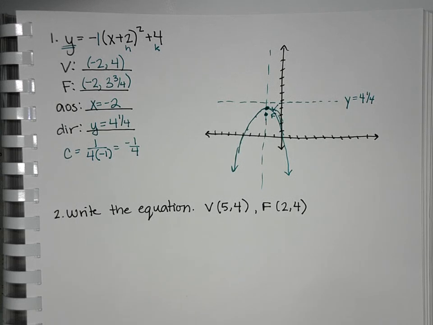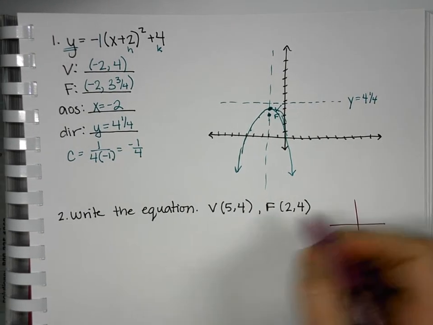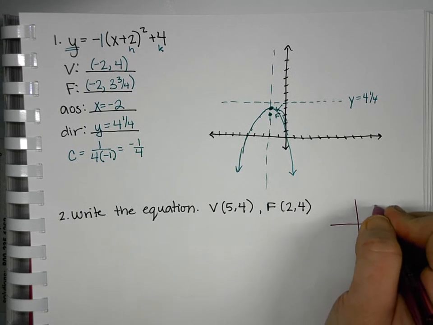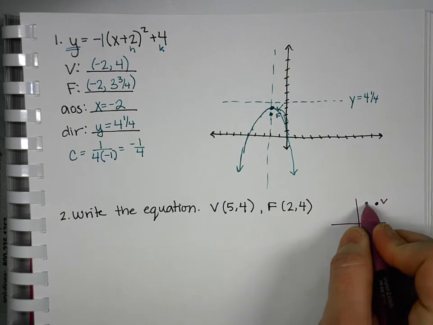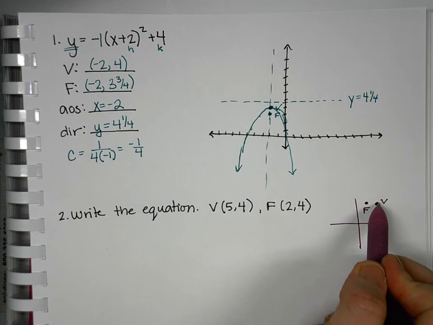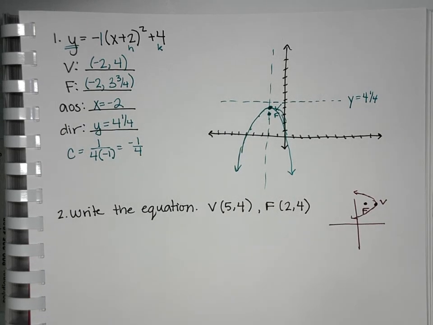So one of the things I usually like to do is I draw a little sketch just so that I can visually see the relationship between my vertex and my focus. So if I were to come over to the side, and again, we're not doing the whole thing, (5, 4), there's my vertex. Now (2, 4), there's my focus. Knowing that my focus has to be inside my parabola, it's going to go something like this. So that's telling me I have a horizontal parabola, specifically a negative parabola.